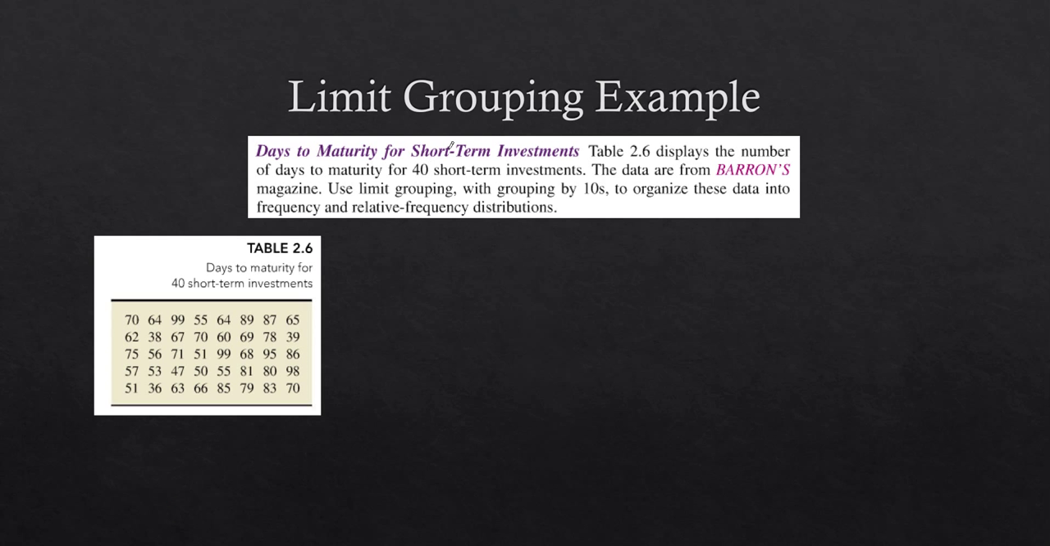Let's draw our table here. And we have our table. Now, this is going to be our class. So our classes are going to be the days to maturity. That's going to be our classes. Okay. Now we're grouping them by tens, notice.